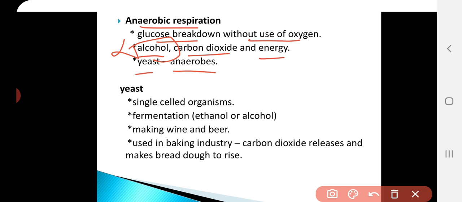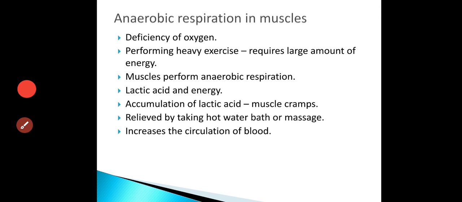Yeast. What is yeast? Yeast is a single celled organism which undergoes the process called fermentation, which produces ethanol or alcohol. It is also used for wine and beer making. It is used in baking industries because the carbon dioxide released makes the bread dough rise. That's why the bread is soft.